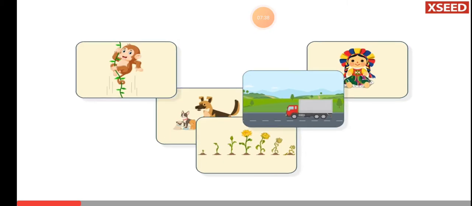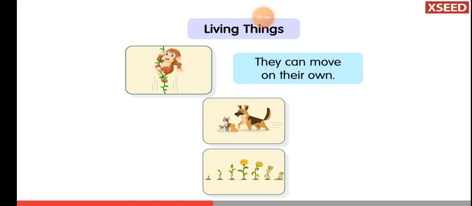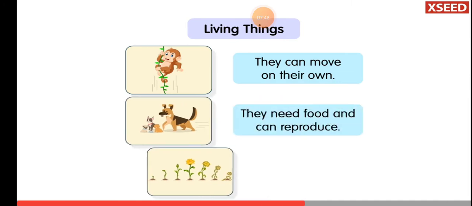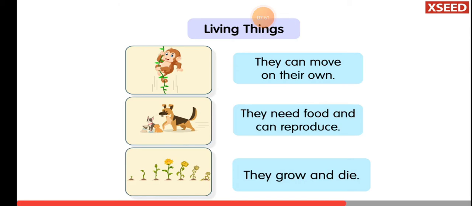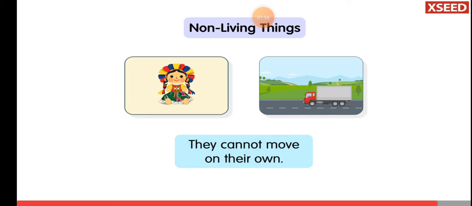Things around us can be living or non-living. Living things can move on their own. They need food and can reproduce. They have a lifespan. Non-living things don't have these features.